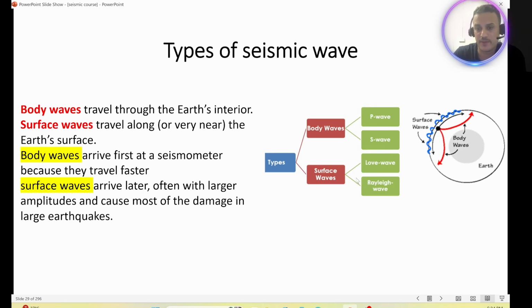Two types of body waves: P wave and S wave, and also we have the surface waves. We have Love and Rayleigh.